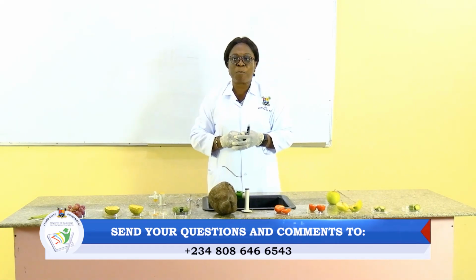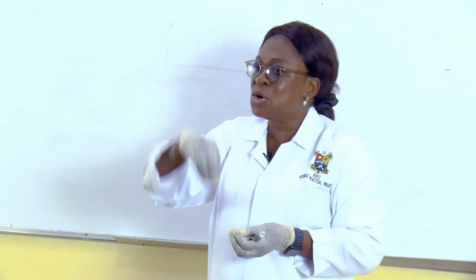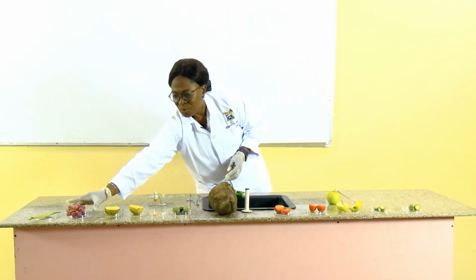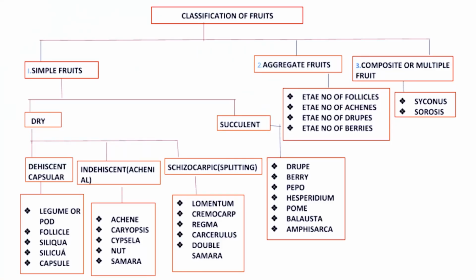The last one is the composite or multiple fruit, which develops from inflorescence flowers. The inflorescence means many flowers born on a single stalk. Each of those flowers will develop into a fruit. And when you have inflorescence like that, we have fruits like the grape. The next diagram that we have on the screen is on how the fruits are classified. And I will want to encourage us to look at the ways these fruits are classified.